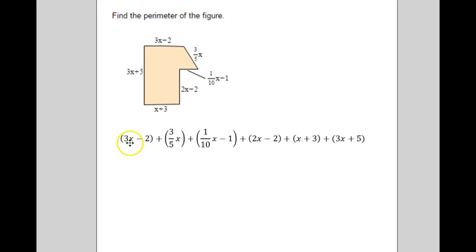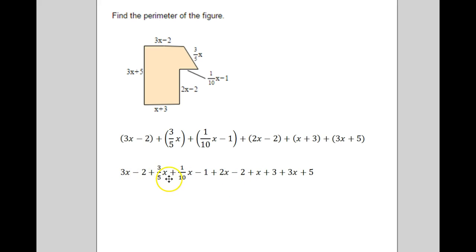Okay. Now the parentheses are there just to indicate that's a side. So this is one side plus another side plus another side. But the parentheses actually aren't needed at all. Okay. All they're doing is just separating the different expressions that represent side lengths. Okay, so I'm just going to remove the parentheses again because they're not needed.